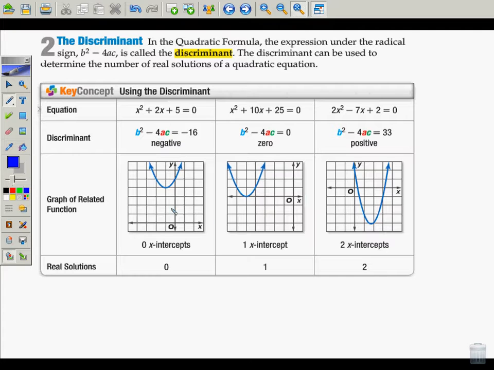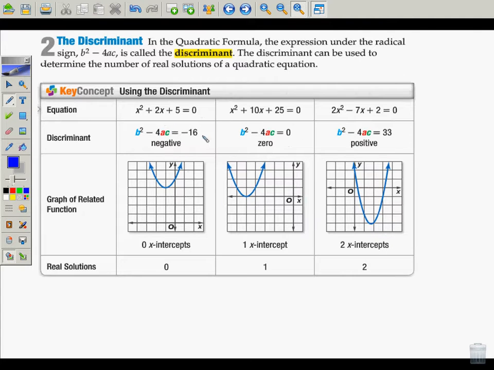Remember, we looked at graphs earlier in this chapter and we said, well, if there's no x-intercepts, there's no solution. If there's one x-intercept, there's one solution. If there's two x-intercepts, there's two solutions. Well, our discriminant can also do that if you don't have a graph.